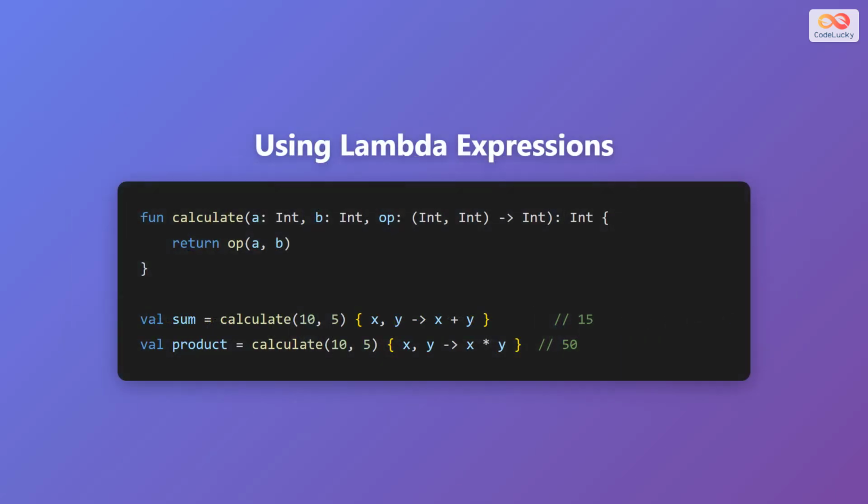Lambda expressions make your code incredibly clean. Here we have a calculate function that takes 2 integers, a and b, and an operation function. The operation takes 2 integers and returns an integer. Inside calculate, we call the operation with a and b. Now look how easy it is to use this. To calculate the sum of 10 and 5, we pass a lambda that adds x and y. To calculate the product, we pass a different lambda that multiplies x and y. Same function, different behavior, all controlled by the lambda we pass.